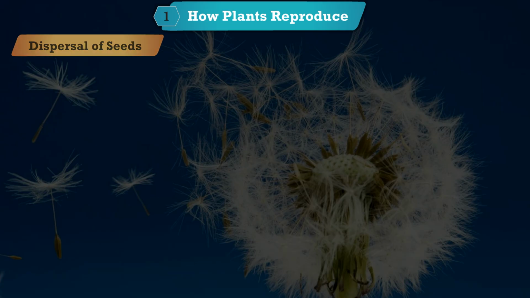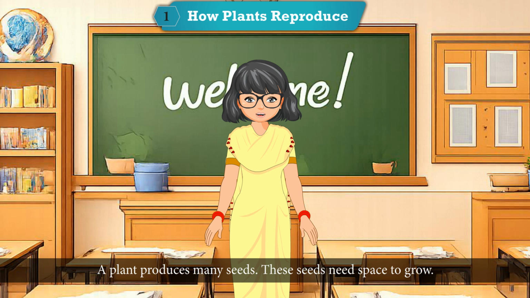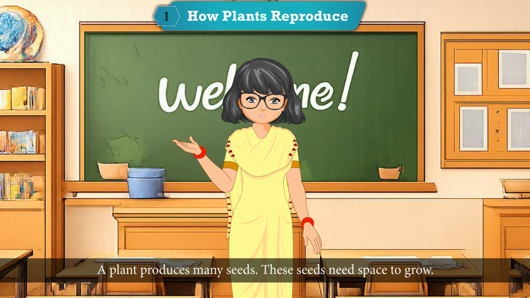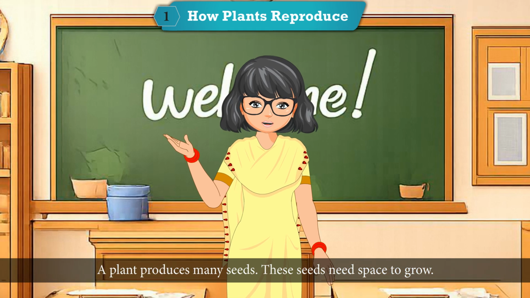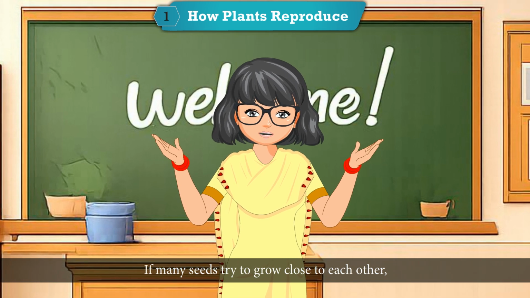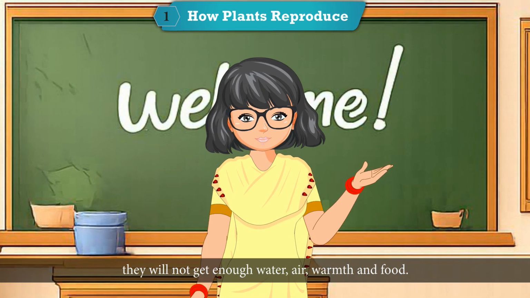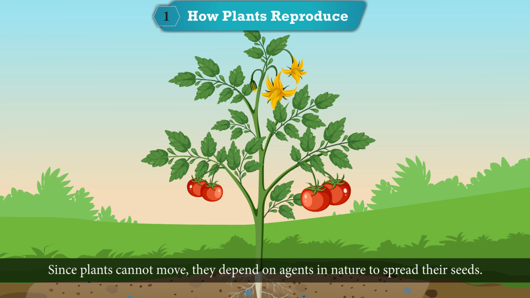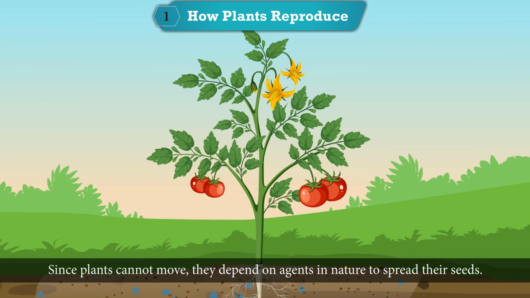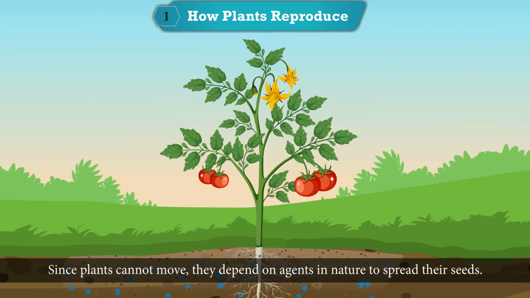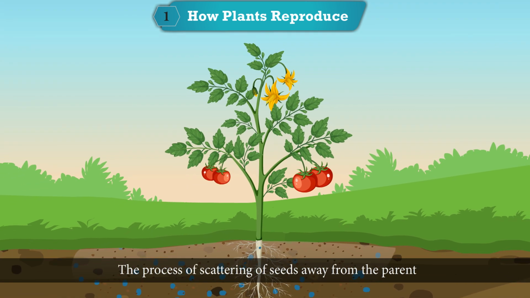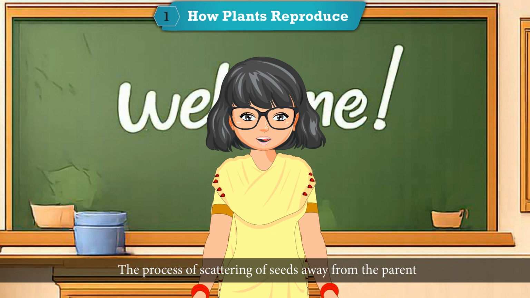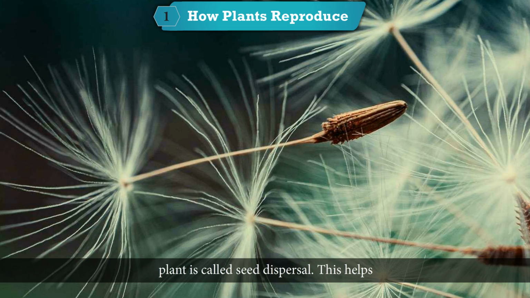Dispersal of seeds. A plant produces many seeds. These seeds need space to grow. If many seeds try to grow close to each other, they will not get enough water, air, warmth, and food. Since plants cannot move, they depend on agents in nature to spread their seeds. The process of scattering of seeds away from the parent plant is called seed dispersal.